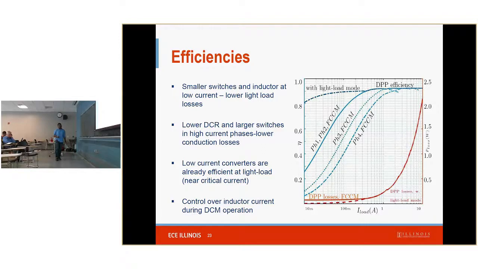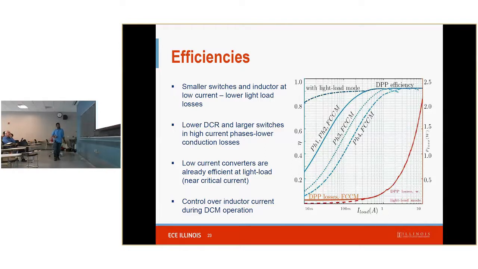And with PFM, or with the light load control that we discussed before, I can get even more efficiency improvement in the light load region, up to 10 milliamps even. But this is only simulation results. I haven't been able to work on the hardware yet. But it is promising that it will work out well.